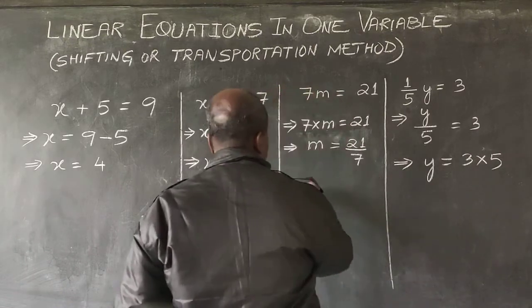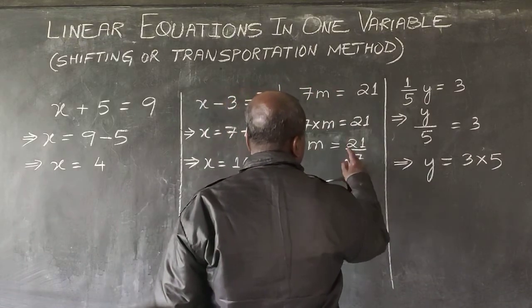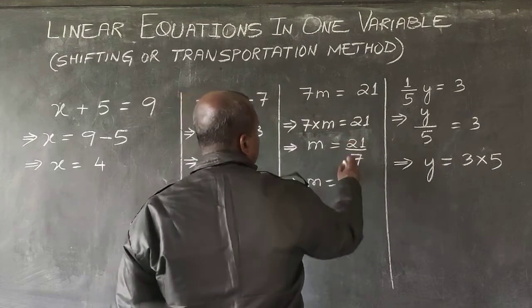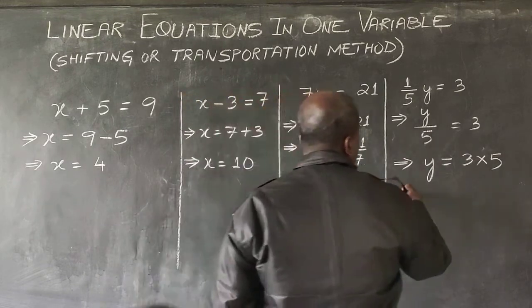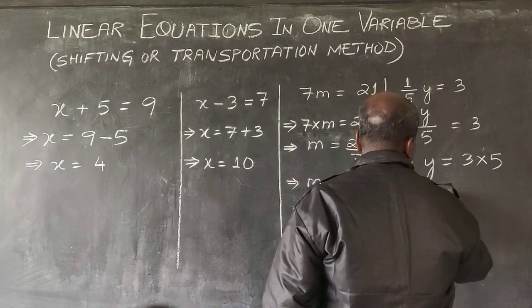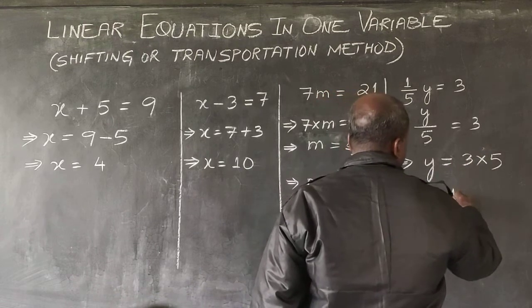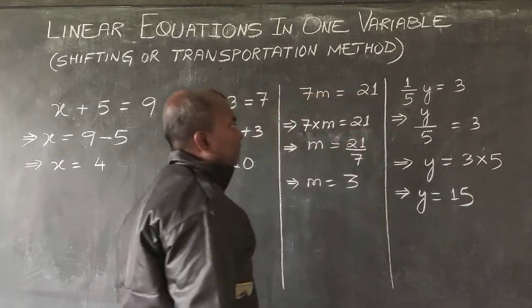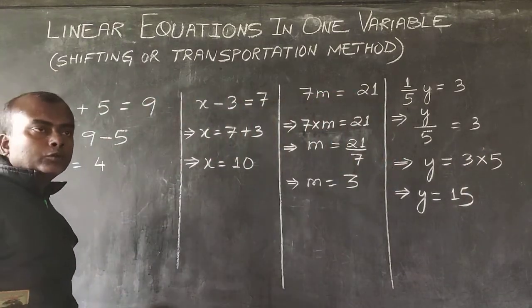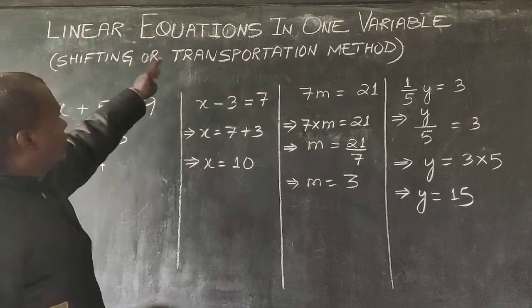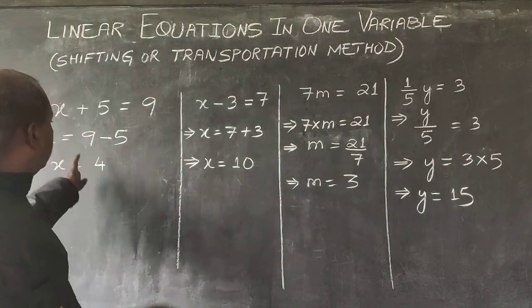Okay, now we can solve it. m equals 21 by 7, 7 threes are 21. And in this case, 5 times 3 is 15. So this is how we do the shifting or transposition method, finding the value of a variable.